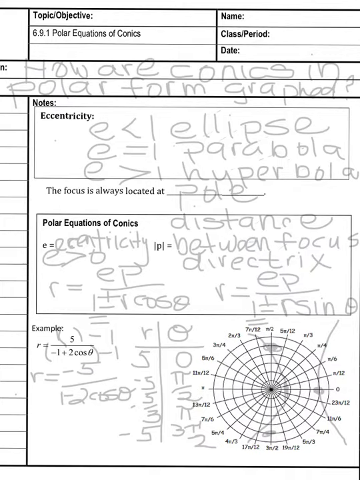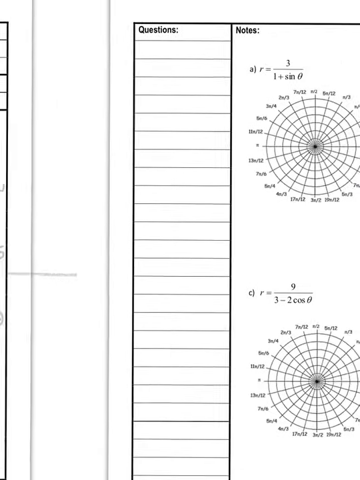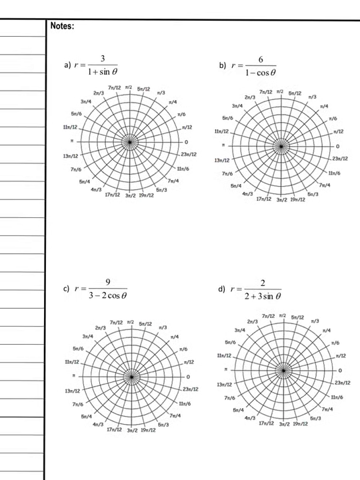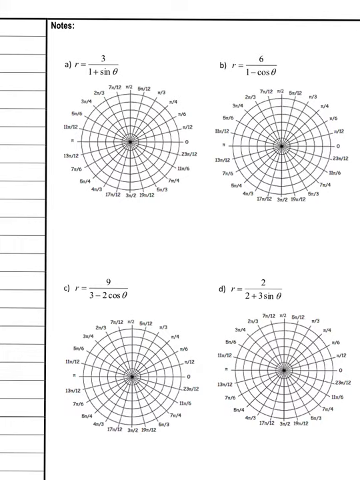Okay, so now we'll go to the second page. We'll look at those examples. Okay, if you notice, example A is in standard form because the 1 is positive 1. So I'm going to set up my r theta chart. Once again, we'll start with 0. Sine of 0 is 0, so that gives me 3. So I'll plot that one.